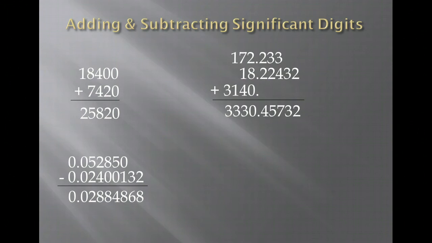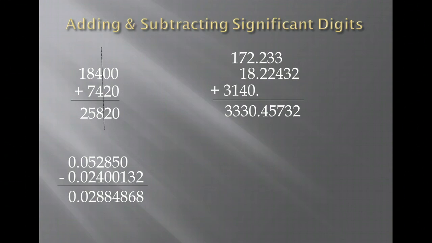The next number is 172.233 plus 18.22432 plus 3140. And notice that after that zero, there's a decimal point, meaning that zero is significant. And we have our answer there. And then the final one is a subtraction problem. In each one of these cases, we just put them in the proper order for adding them, coming up with an answer. So the question is, what is our final answer going to be?